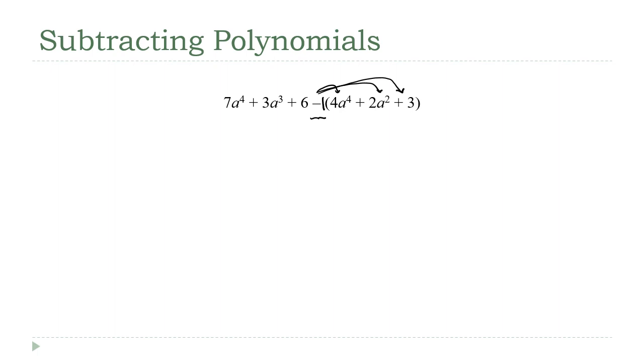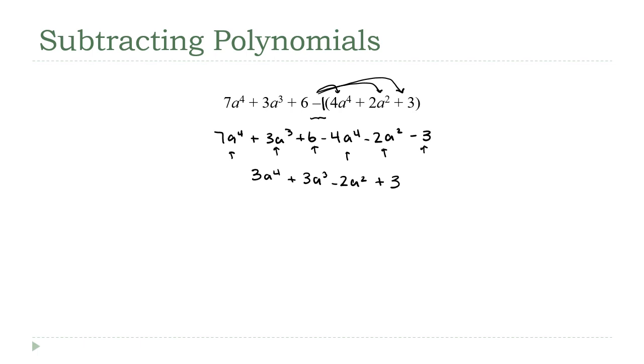If I do that, the front part stays the same, 7a to the fourth plus 3a cubed plus 6. Then this next part becomes minus 4a to the fourth minus 2a squared minus 3. Now all I have to do is combine any like terms, and I'll be done. So I've got 2a to the fourth terms, this one and this one. 7 minus 4, that's 3a to the fourth. There's only one a cubed term, so I'll just bring that down. There's also only one a squared term. And there are two constants. 6 minus 3 is plus 3. And that's my simplified version of that original expression.